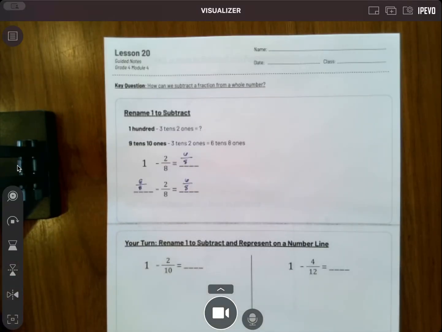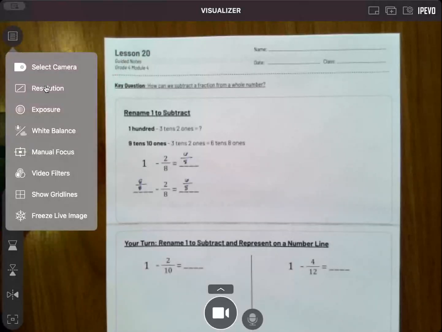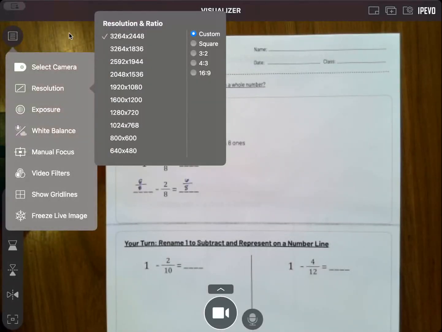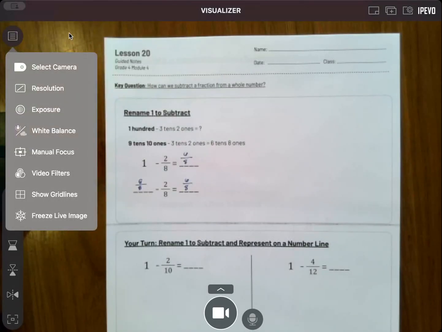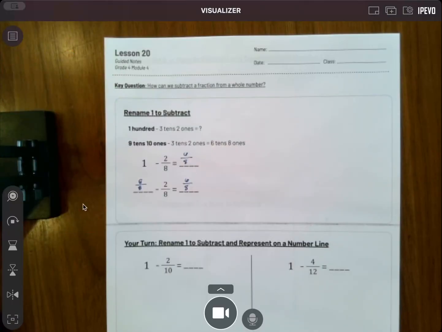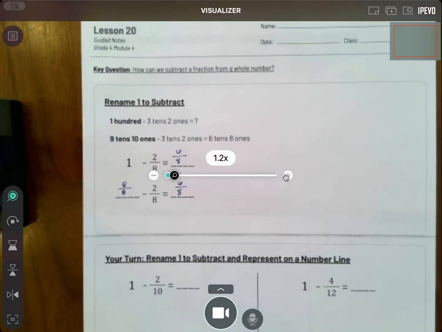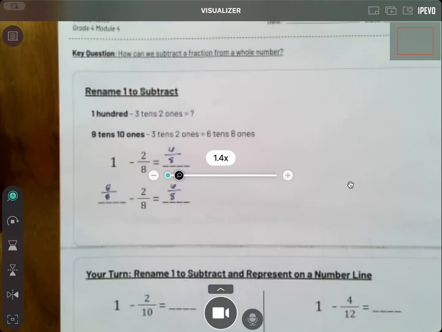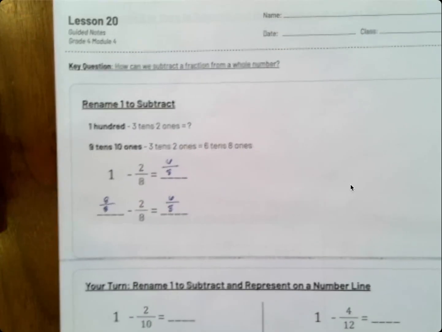This looks a little blurry to me. Does it look blurry to you? Let's see here. I don't know. I guess it shouldn't be. Maybe we should zoom in a little. I don't know. It still looks a little fuzzy. Well, I think we'll be okay.